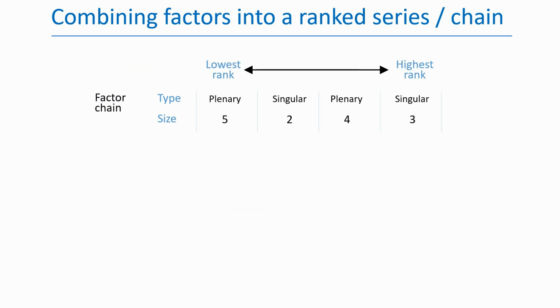Now, to create the pattern we saw earlier, we need to combine 4 factors into a factor chain. In this table, each column is one link of the chain, and they're in a sequence from lowest rank to highest rank. In this example, the lowest ranking factor is size 5 plenary. The next lowest is size 2 singular, then size 4 plenary, and the highest ranking factor is size 3 singular. For a many slit pattern, like our example, it always goes plenary singular, plenary singular.